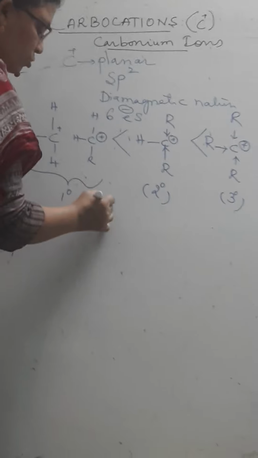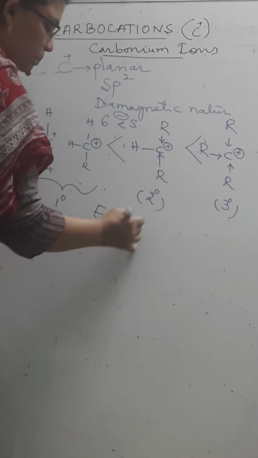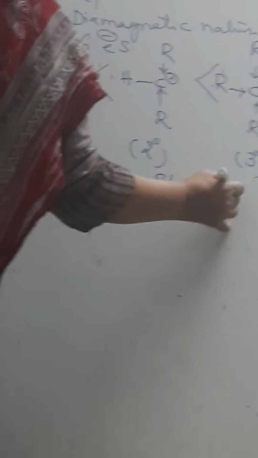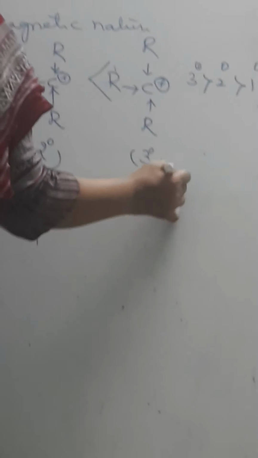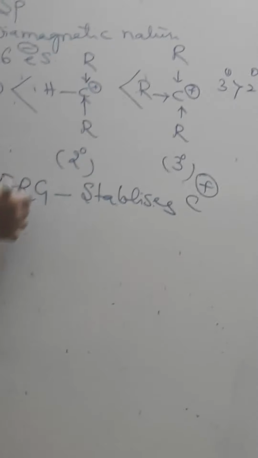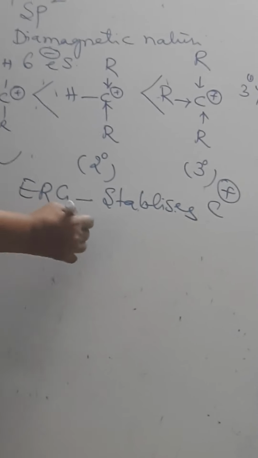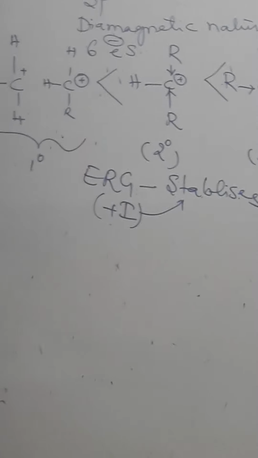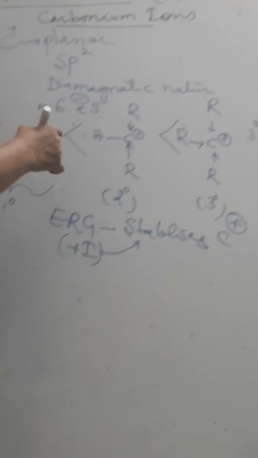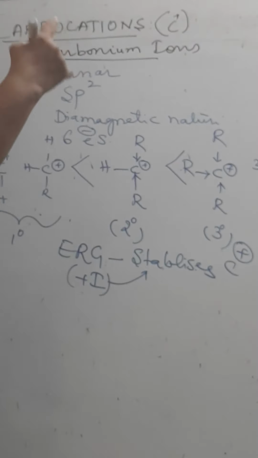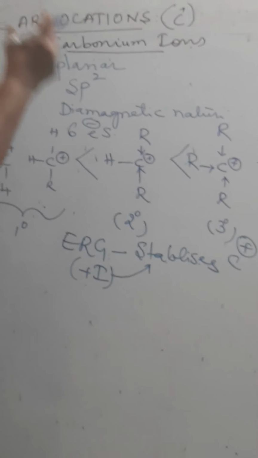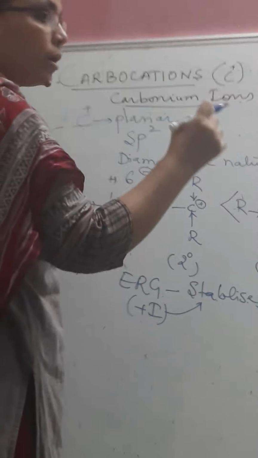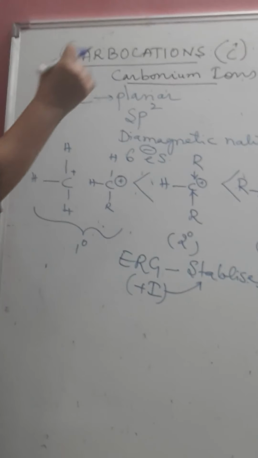Yes. Electron releasing group stabilizes carbocation, or positive inductive effect stabilizes carbocation. And another point we can say, as we said in mesomeric effect, delocalization helps the molecule to undergo resonance, or we can say become stable.